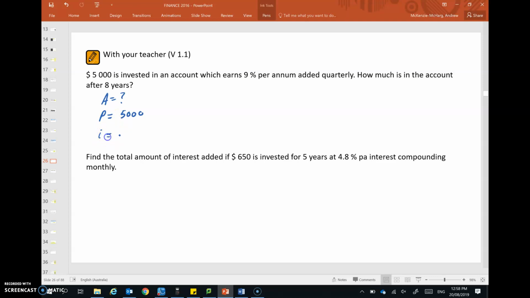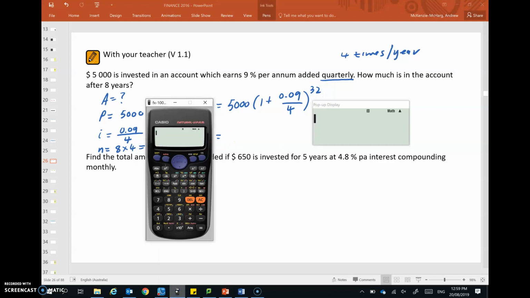Now our I value, we still convert that to a decimal, so 9% as a decimal, but because this is quarterly, that means it's going to be 4 times per year. So we need to divide our interest rate by 4. Now, as for the number of periods, that is 8 years. Quarterly means 4 times a year. So 4 8s are 32 for our N value. So if we write that down, A equals 5,000 times (1 plus 0.09 over 4) to the power of 32.